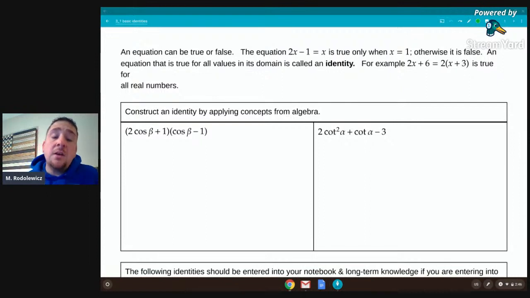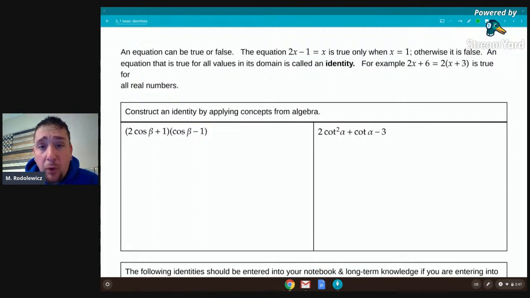Otherwise, it's false. However, any equation that's true for every single value in its domain, in easy terms, if you can plug in an almost infinite number of numbers into an equation and the left side is always equal to the right side, not just at selected values, we call it an identity. And you've had some exposure to identities. For instance, 2x plus 6 is equal to 2 times the quantity x plus 3.